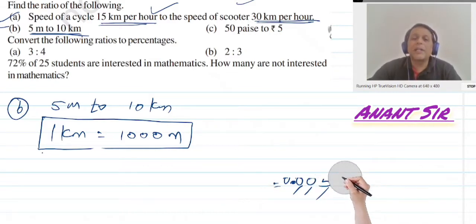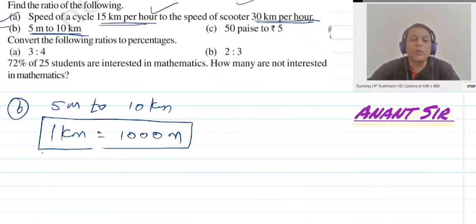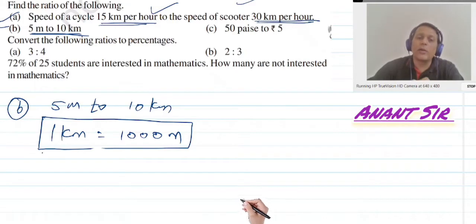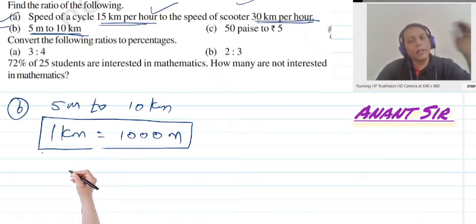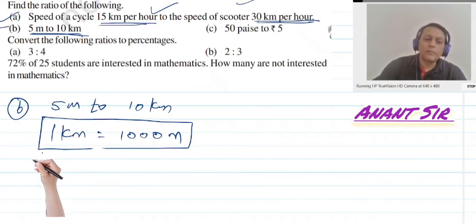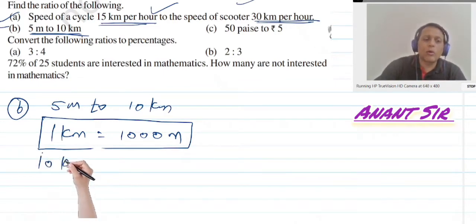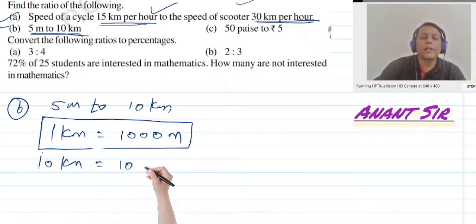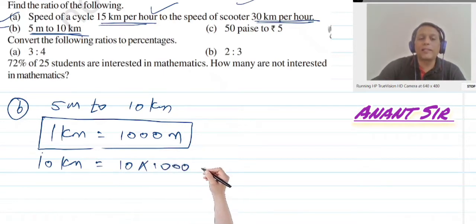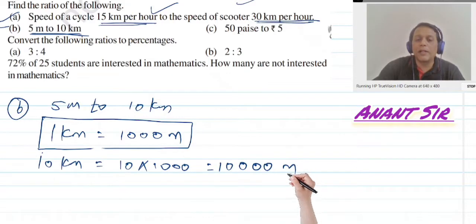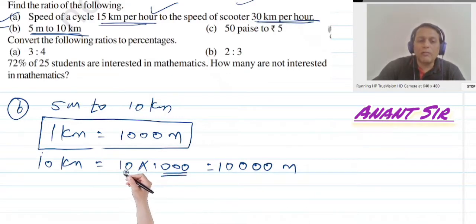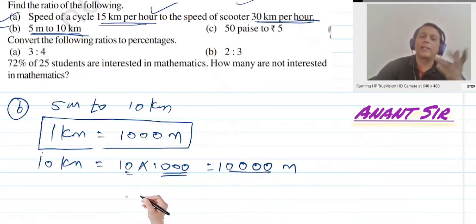So it's better that we convert into smaller units. Always convert into smaller unit. Don't convert meter to kilometer. Convert kilometer to meter. It becomes easier. So what I am going to do, I am going to convert this 10 kilometer to meter by multiplying by 1000. So my answer will be 10,000 meters, right? 3 zeros here, 1 zero here, so 4 zeros, 10,000 meter.